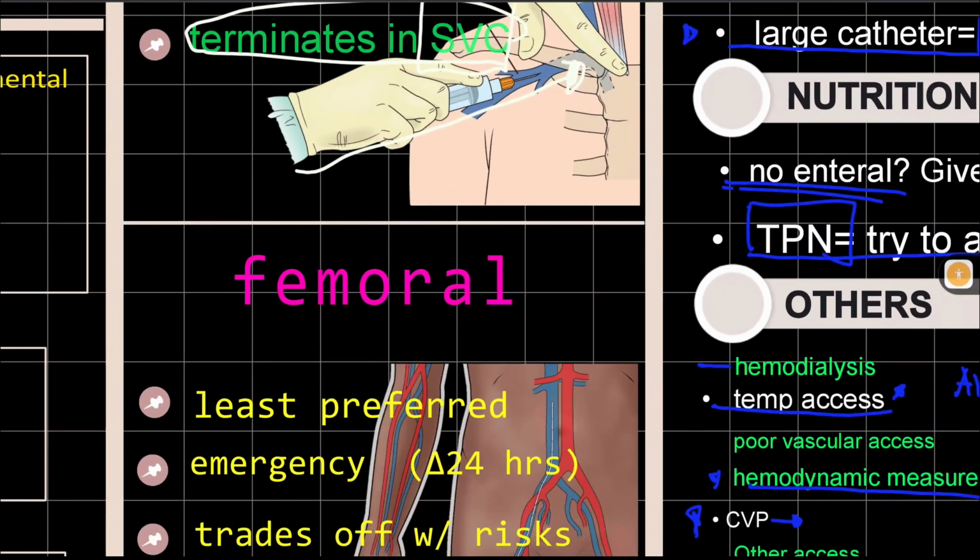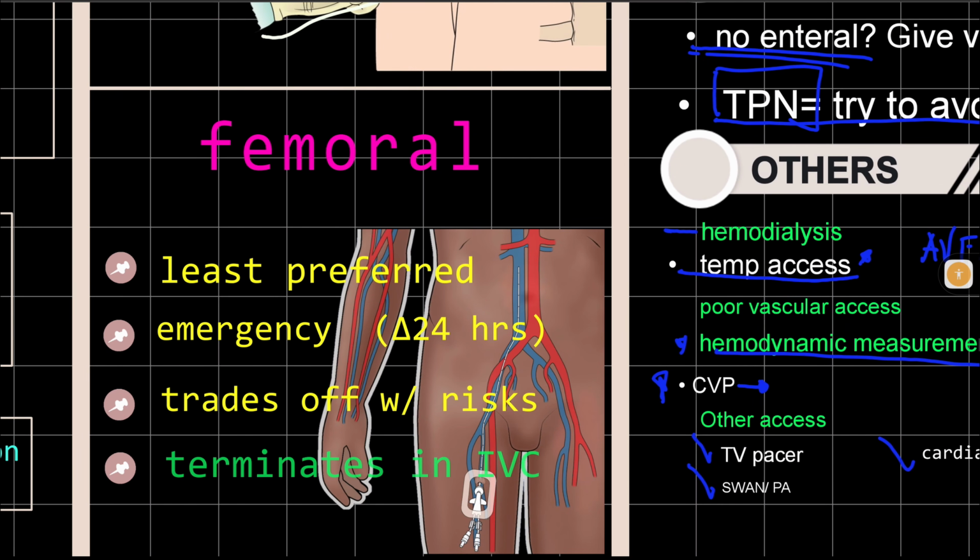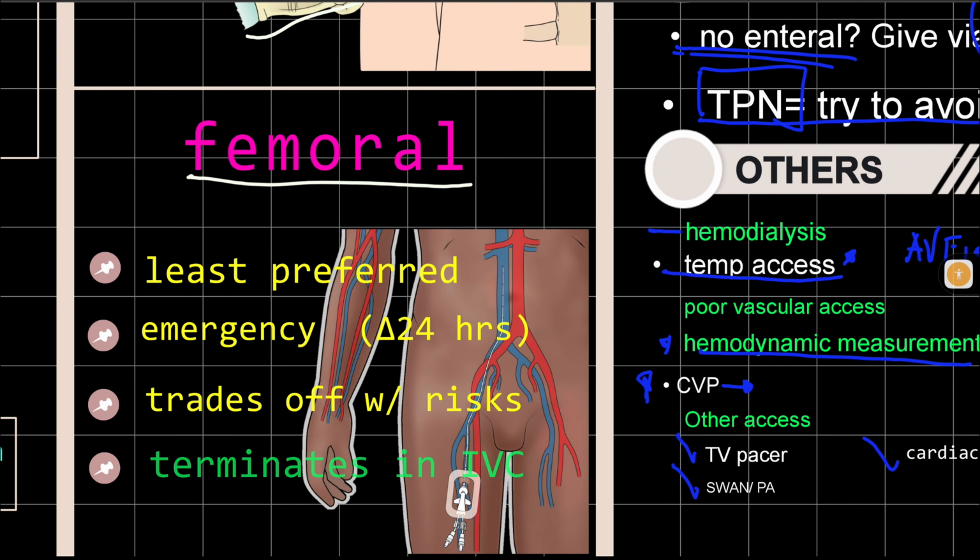We're now going to the last possible site where you can see your central line, femoral site. Okay, this one. Now this is least preferred. Why? Because of its location, and you can see the arteries and vein in this area are pretty much close to each other. There's high risk of arterial cannulation, and because it's near the genitourinary tract, there's actually risk for high infection, which we're going to discuss in a bit. But those are the risks that I'm talking about here, trades off with risks.